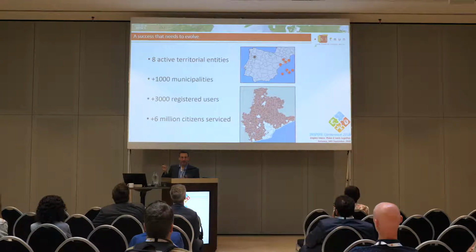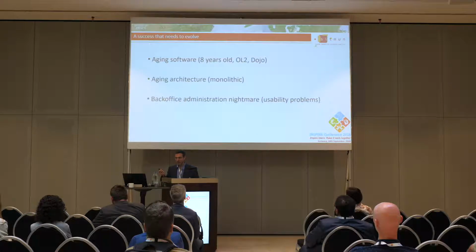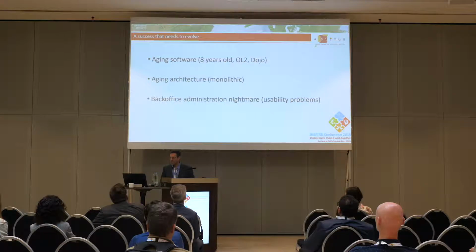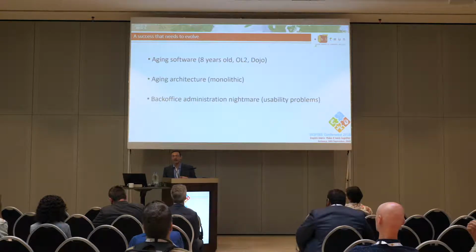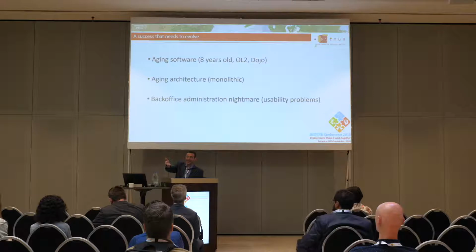Okay, but I said that it needs to evolve. Why? Because it's aging. It is 8 years old. And we know that software is something that gets old very quickly. For example, it works with OpenLayers 2. It uses a front-end framework named Dojo. The architecture is monolithic. It's not the best nowadays. It's not the best for change, because it's a problem for SITMUN for adding new functionality. It's very, very difficult to do that. And also, and they can tell you that, the back office administration is a nightmare.